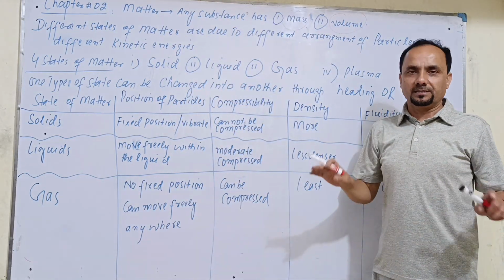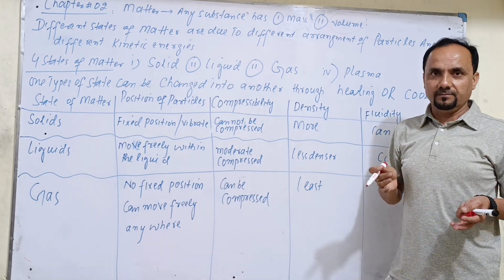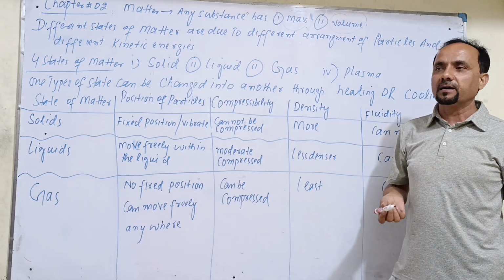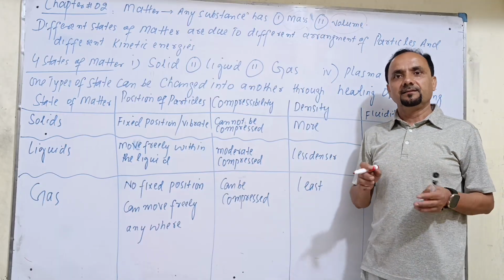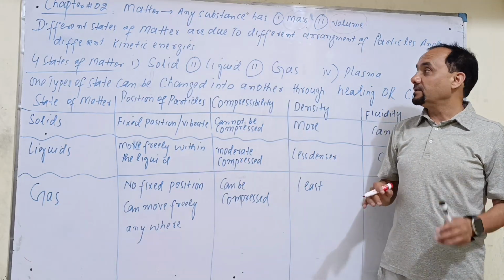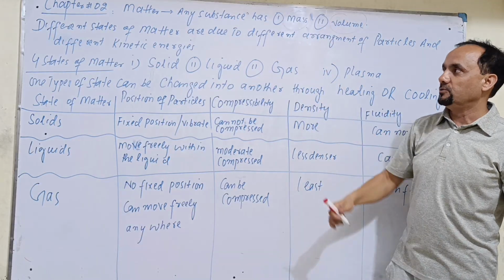Now look around yourself. Anything around yourself is matter. That is a pen, that is a marker, that is a book, even you, gases, water, because all those substances have some mass and they have some volume.